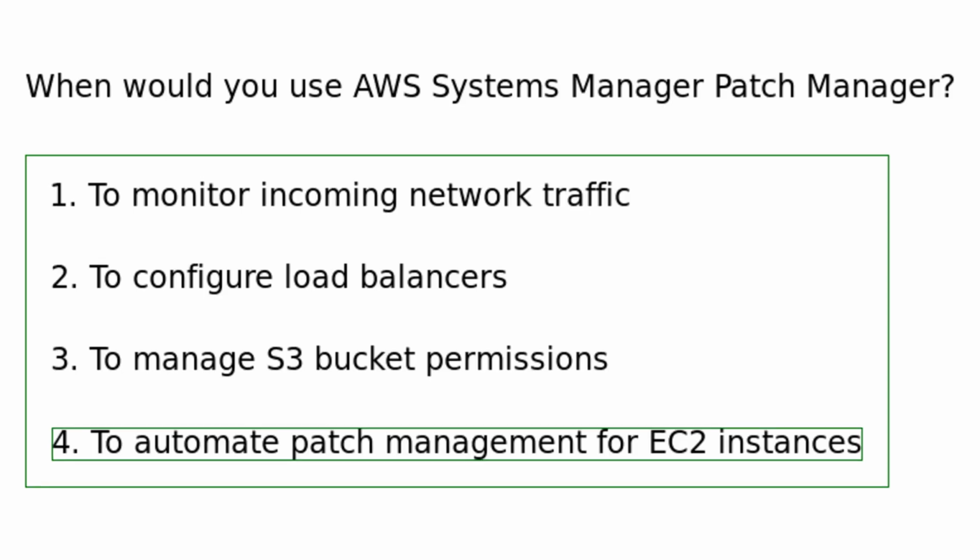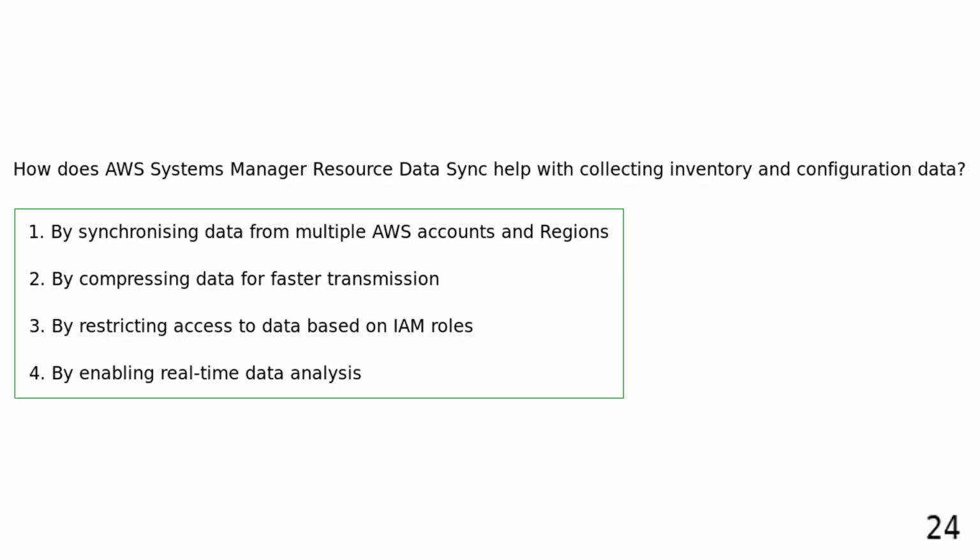AWS Systems Manager Patch Manager is used to automate patch management for EC2 instances, ensuring that systems are kept up to date with the latest security patches and updates. How does AWS Systems Manager Resource Data Sync help with collecting inventory and configuration data?